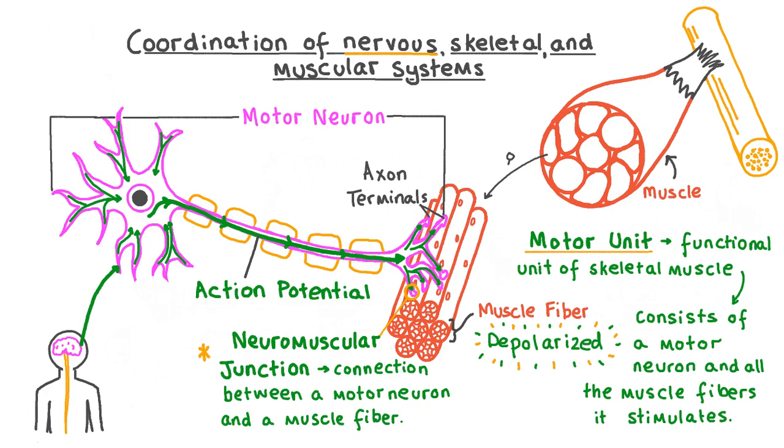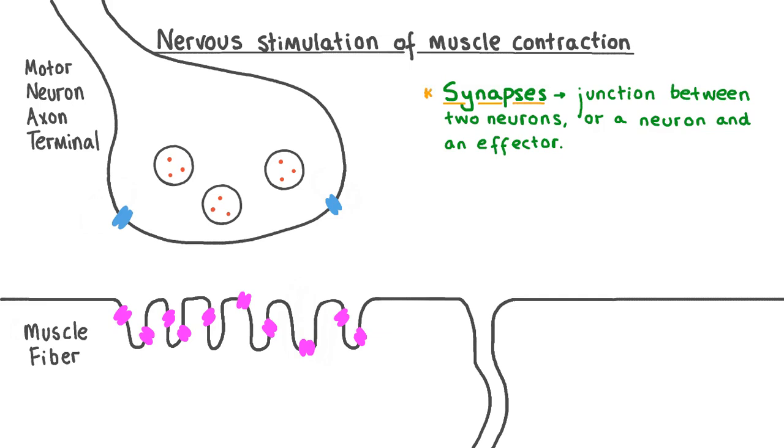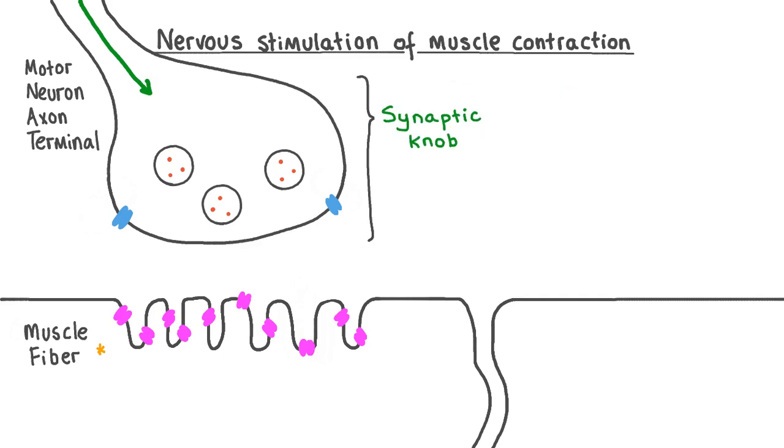Let's take a closer look at a neuromuscular junction. The way that neurons pass messages to muscle fibers is similar to how neurons pass messages to each other, as they both occur at synapses. Synapses are junctions between two neurons or between a neuron and an effector like this muscle fiber, which we can see a part of in this magnified view of a neuromuscular junction. As we now know, a stimulus from the brain or spinal cord first generates an action potential, which propagates to the axon terminals at the end of a motor neuron. But what happens next? Just like in a connection between two nerves, the region at the end of the axon terminal is called a synaptic knob.